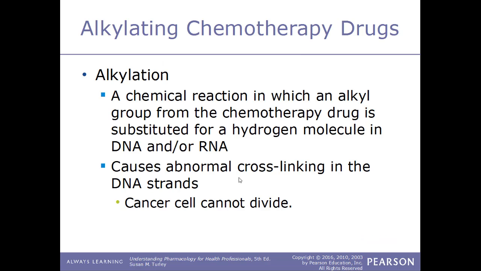Alright, now we'll talk about a different category of chemotherapy drugs. These are the alkylating chemotherapy drugs. Now, the process of alkylation, this is a chemical reaction in which an alkyl group from the chemotherapy drug is substituted for a hydrogen atom in the DNA or the RNA. When this happens, this causes abnormal cross-linking within the DNA strands. And when these cross-links happen, the cancer cells can't divide.